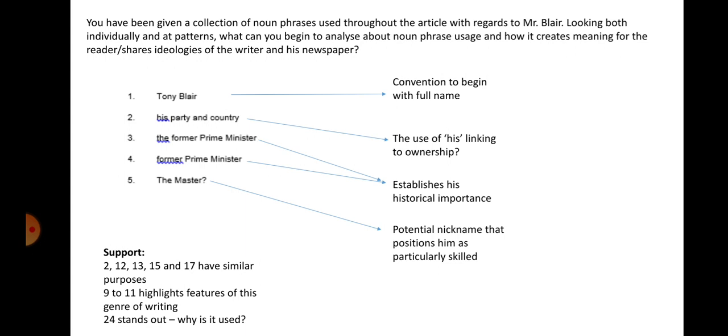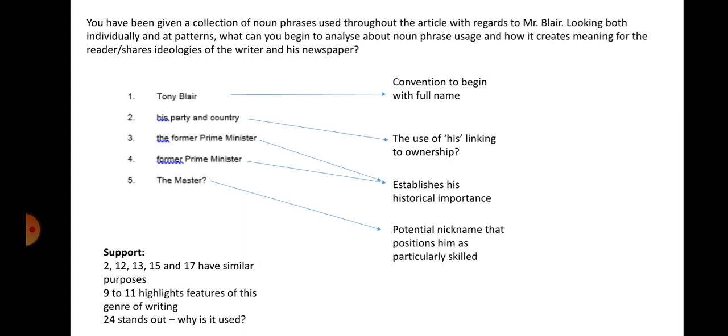Okay, so on Show My Homework, alongside the article, you've been given a collection of noun phrases, all from the article with regards to Mr. Blair. So obviously noun phrases will be used to describe him and things in and around him based on politics. So it's looking both individually and at patterns. What can you begin to analyse about noun phrase usage and how it creates meaning for the reader or shares ideologies of the writer in his newspaper? So I've taken the first 5 just to give you a sense of what you might start looking at.